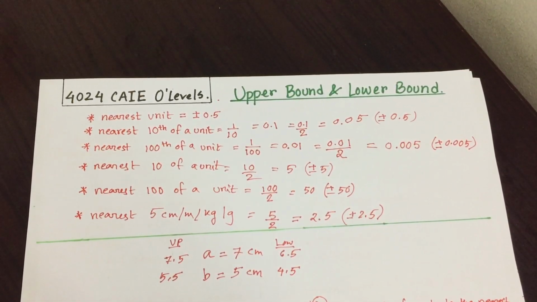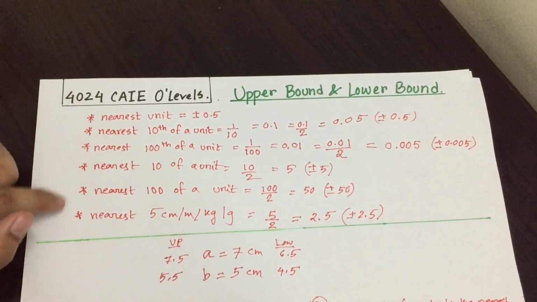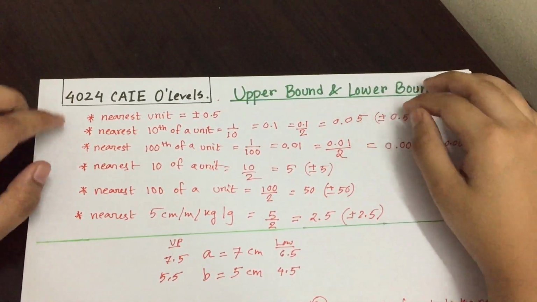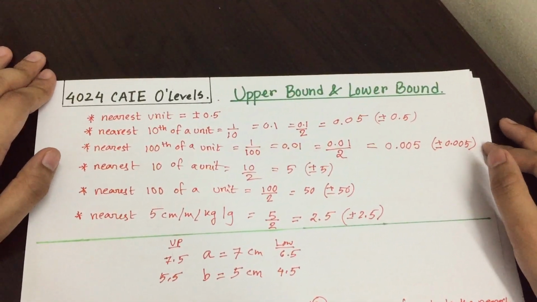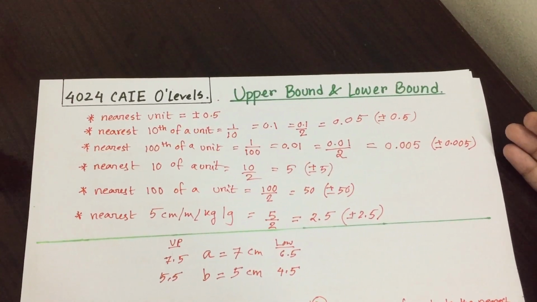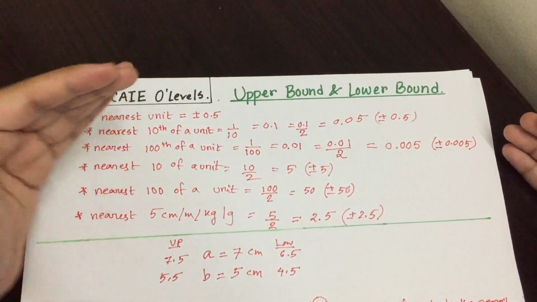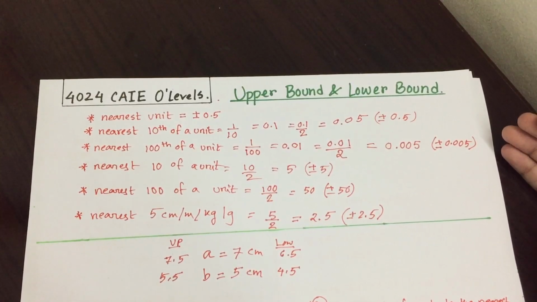Okay, so before starting upper bound and lower bound, I would like to talk about some specific key points which are quite essential to understand this chapter and remember this topic. So these are the key points here. In the question, you will be asked to find the upper bound to the nearest centimeter, nearest meter, nearest kilograms. It can be any unit.